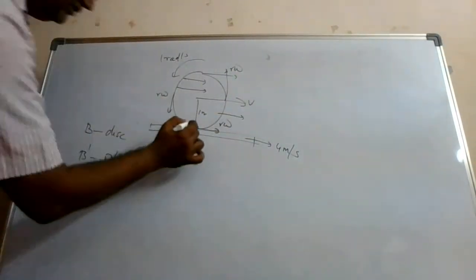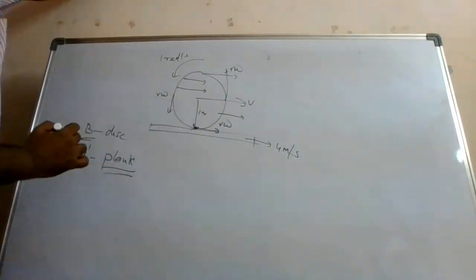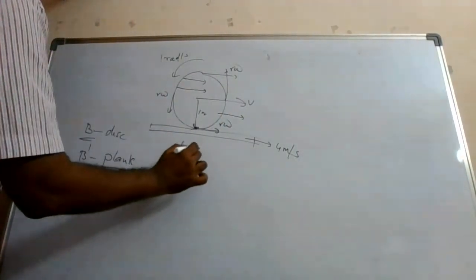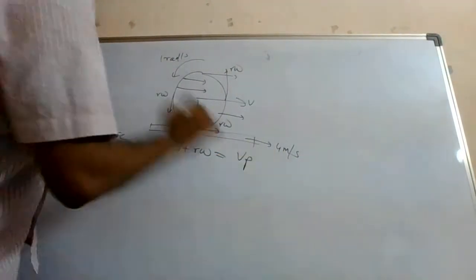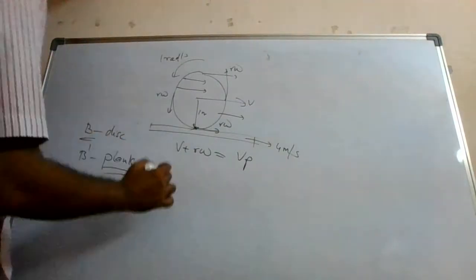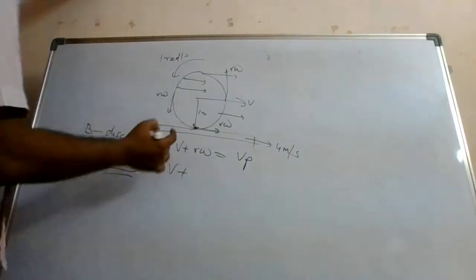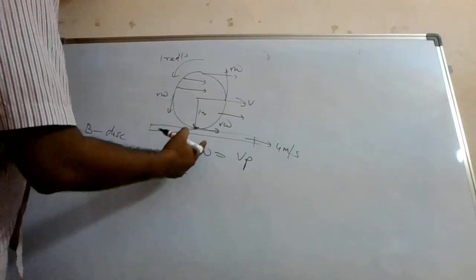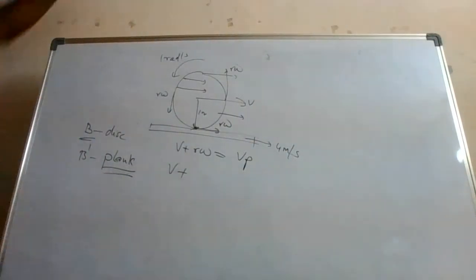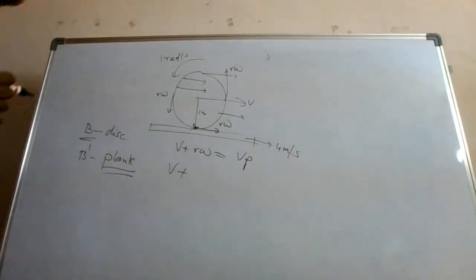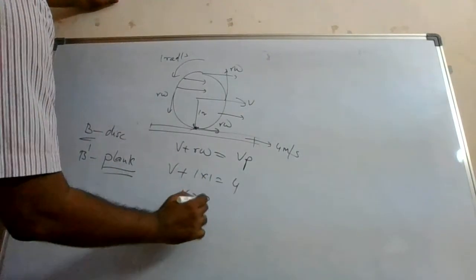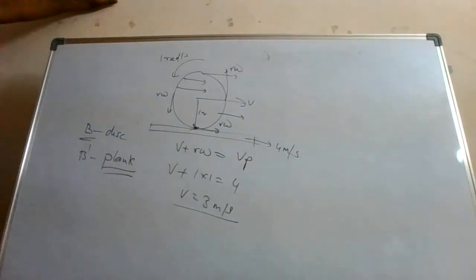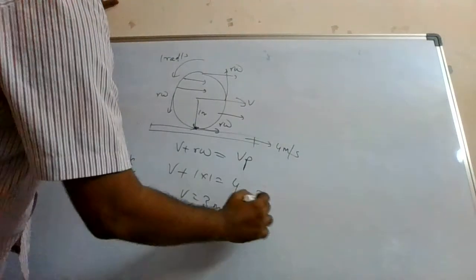So at this point B, what is the net speed? v plus r omega. This has to be equal to the plank speed Vp. We don't know v. So v plus r omega; here both are adding in the same direction. Will the case of pure rolling happen? It will happen, there is a possibility. So v plus 1 into 1 is equal to 4. When v is exactly 3 meters per second, it will be the case of pure rolling.